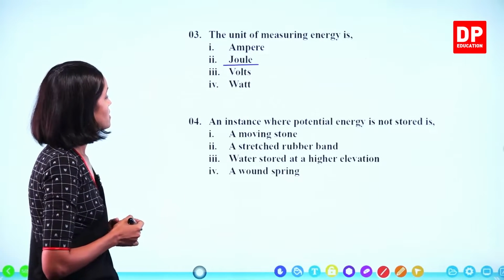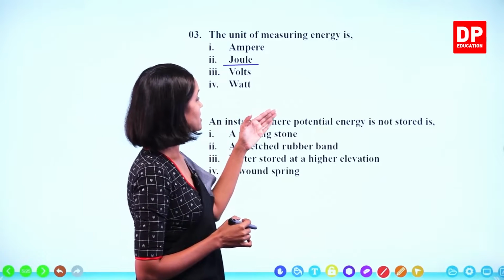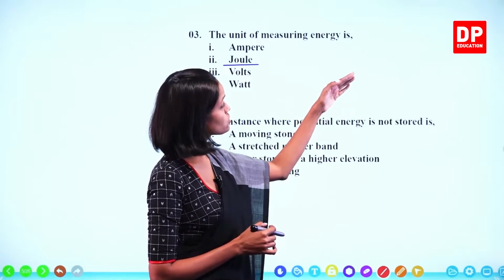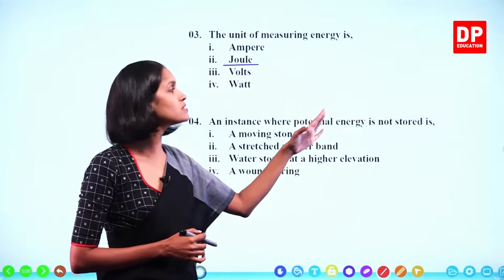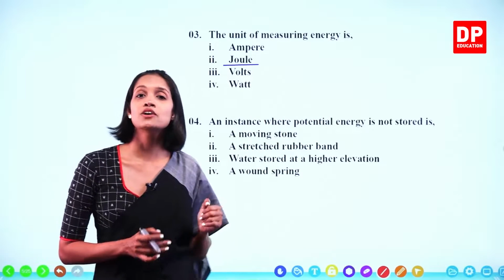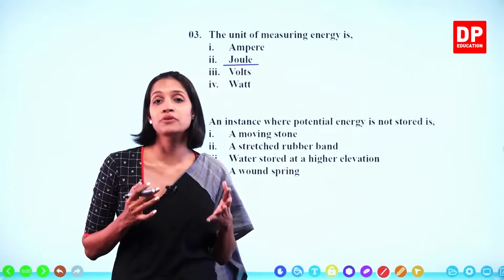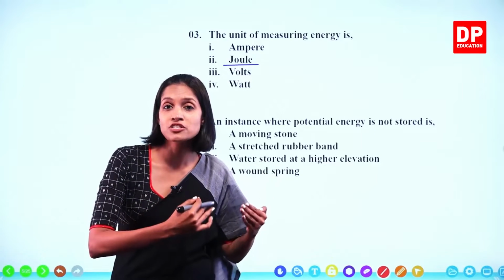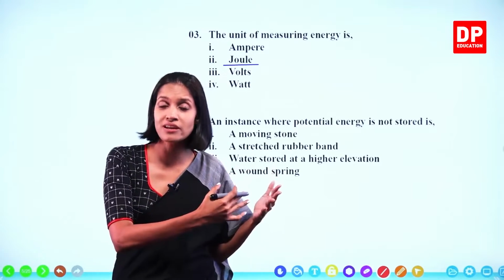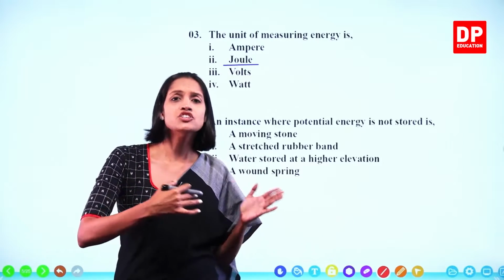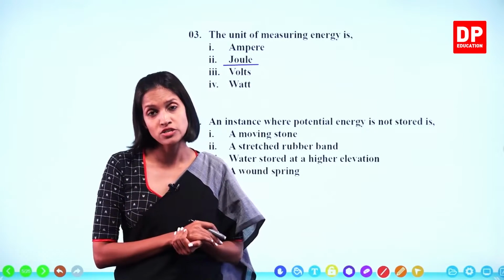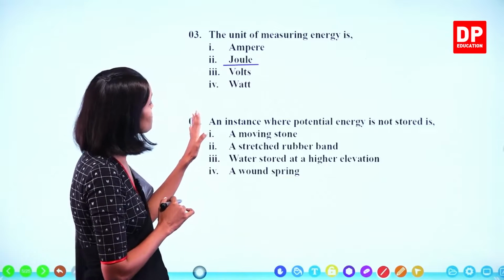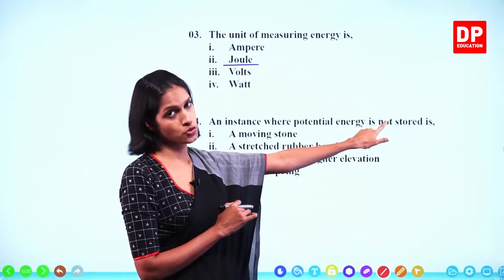Number 4. An instance where potential energy is not stored is. What is the meaning of potential energy? Potential energy means the type of energy stored in different types of objects based on their location or position and based on their shape or change of shape. Right, children? So let's see an instance where potential energy is not stored is.